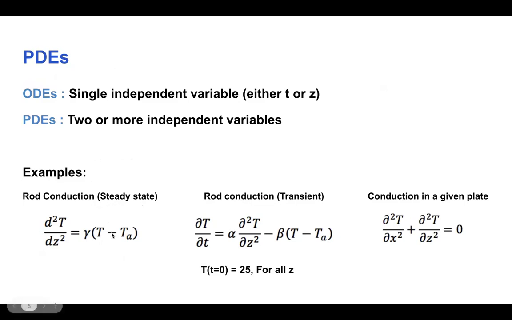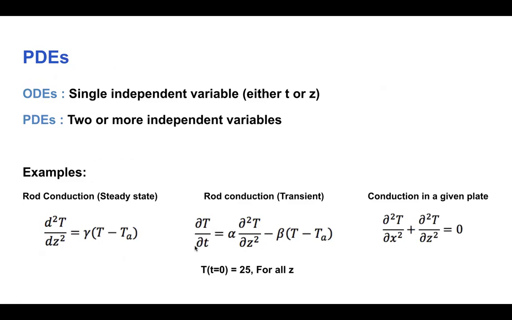What if the same rod conduction problem was in a transient condition? Transient condition means the temperature is varying both with respect to position and also with respect to time. That is called a transient condition. That is, dou T by dou t, so you can see it is varying with respect to time, is equal to alpha dou square T by dou z square, where z is the position, minus beta times (T minus Ta).